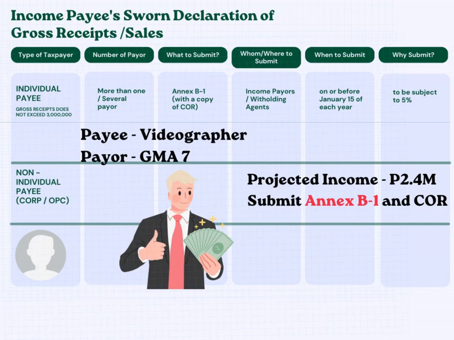If the videographer submits Annex B1 on time, he will be subjected to 5% withholding tax. However, if he did not submit anything to GMA, he will be subjected to 10% withholding tax.